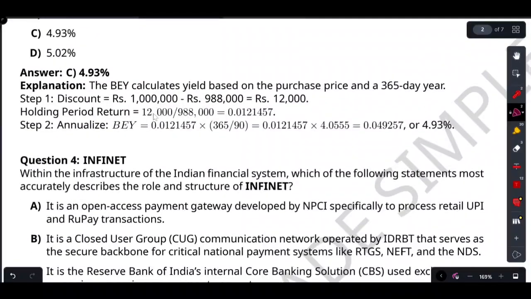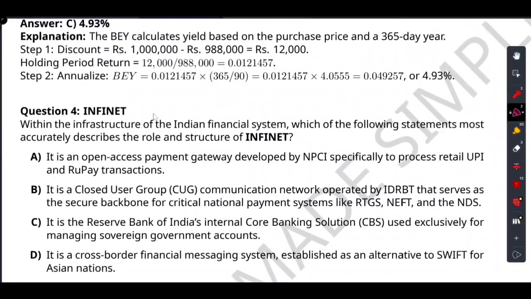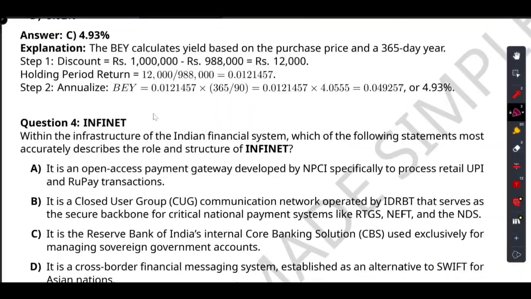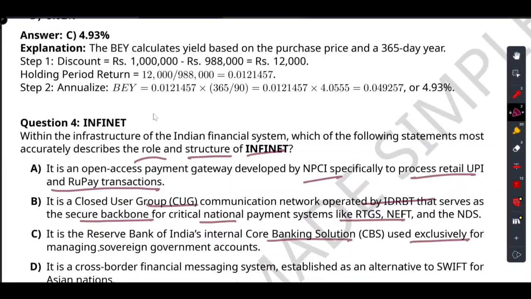Now, friends, let's look at the next question. Within the infrastructure of the Indian financial system, which of the following statements most accurately describes the role and structure of the INFINET? Option A: it is an open-access payment gateway developed by NPCI specifically to process retail UPI and RuPay transactions. Option B: it is a closed user group communication network operated by IDRBT that serves as a secure backbone for critical national payment systems like RTGS. Option C: it is the Reserve Bank of India's internal CBS core banking solution used exclusively for managing sovereign government accounts. Option D: it is a cross-border financial messaging system established as an alternative to SWIFT for Asian nations.